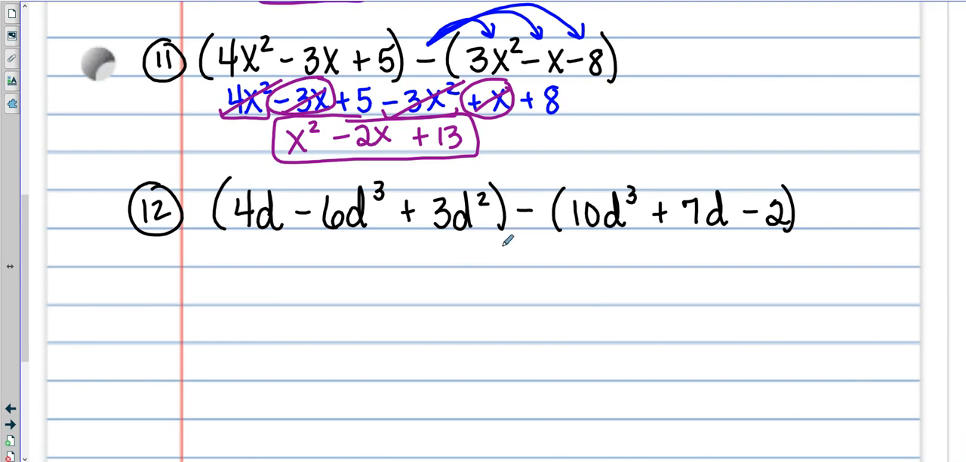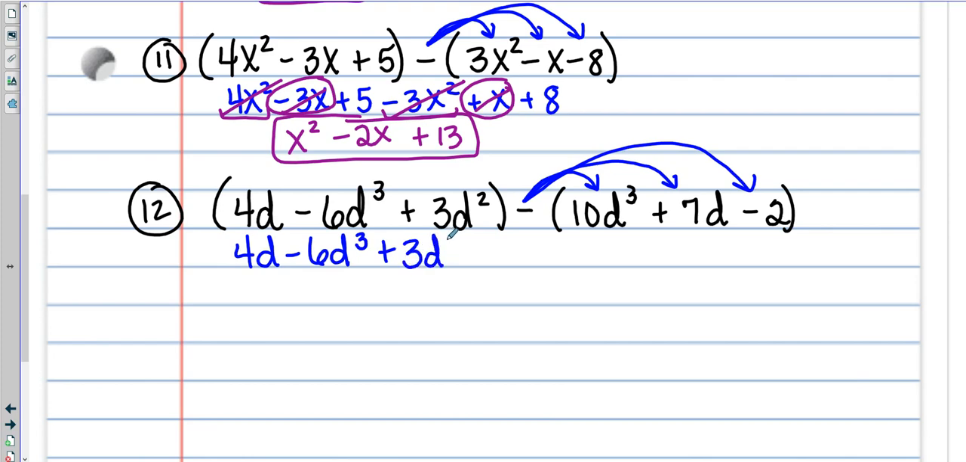So since we are subtracting the two polynomials, I'm going to distribute the negative into each term. Okay, so I'm just going to bring the first part down. A negative times 10d to the third is negative 10d to the third. Negative times 7d is negative 7d. And then a negative times negative is positive. Okay, now let's combine our like terms.